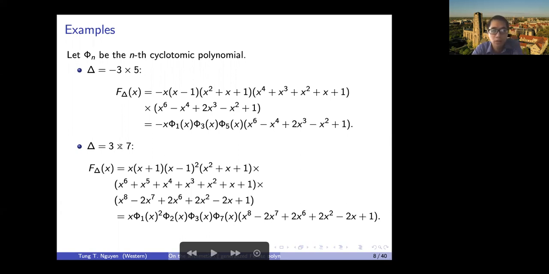And then for delta equal to 3 times 7, we have the same pattern. So we have x, but now phi 1 appears with a square. Phi 3 also appears, corresponding to a divisor of delta, and we have phi 7. And then there's a last one, a polynomial of degree 8, which is irreducible. So that is a factorization of f delta where delta equals 21.